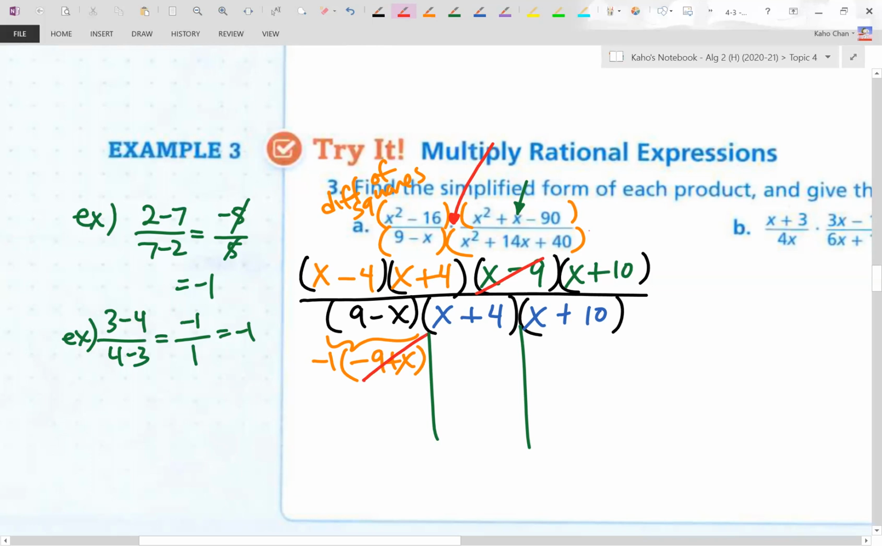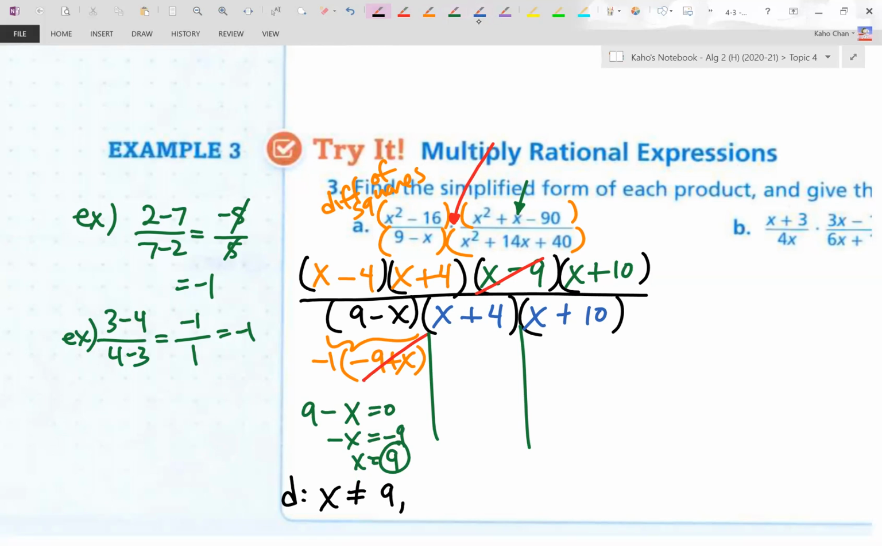That will be a hole. And before it becomes a hole, when I solve it, I'll get x, let's see, 9 minus x equals 0, negative x equals negative 9, x equals positive 9. That's not part of the domain, is it? So the domain: x cannot equal 9. That's one of my answers. And I'll work on the other two right now.